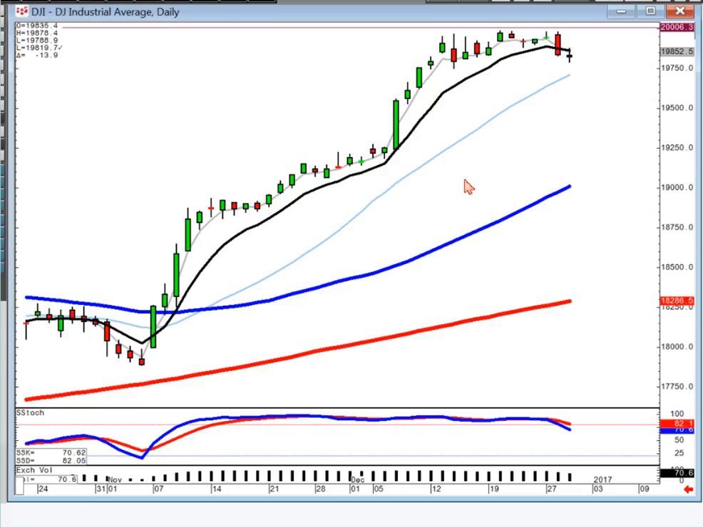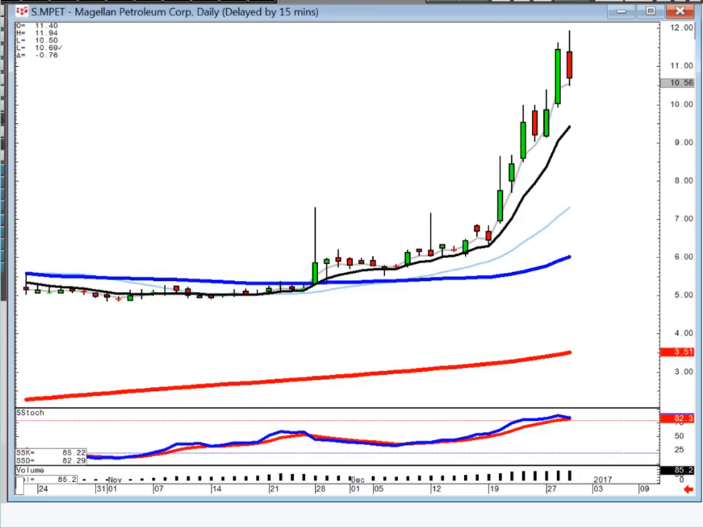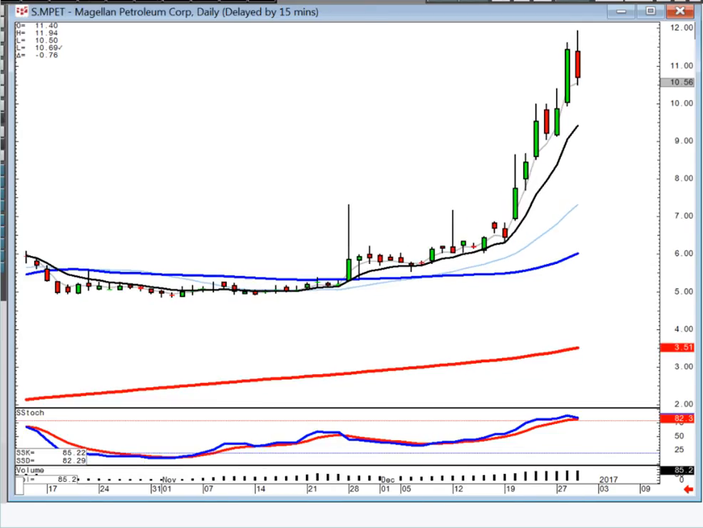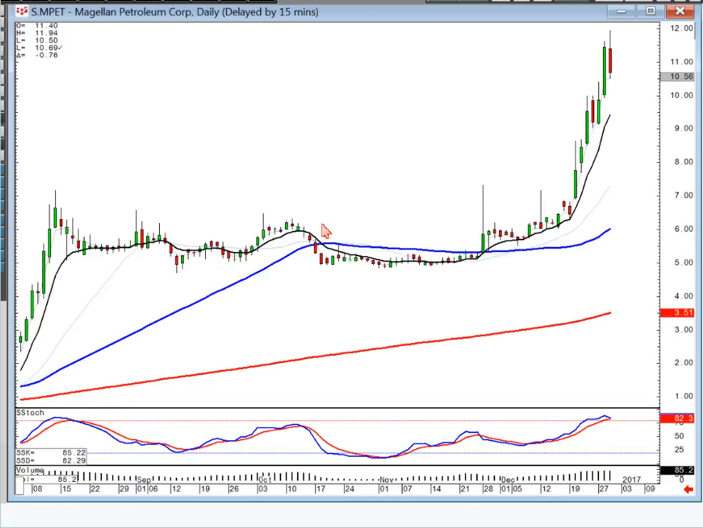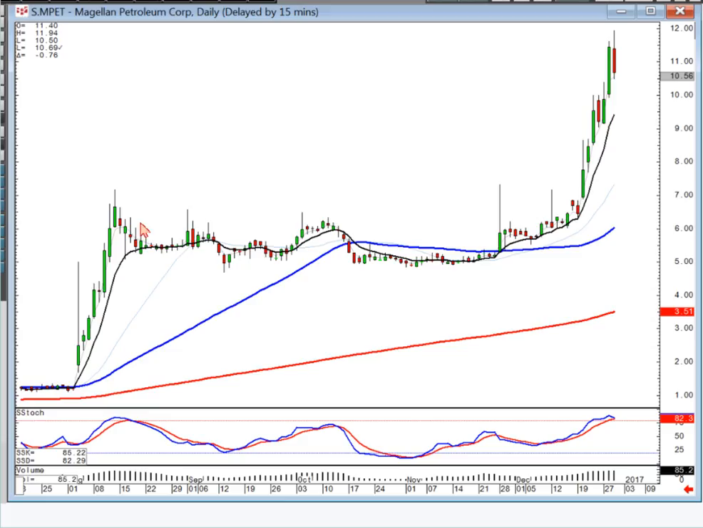All right, so what we're looking for are the patterns, and this is why we like to find the patterns, because they have two benefits to them. One, for example, we recommended MPET not too long ago, because you've got a big fry pan bottom, and you've got a smaller fry pan bottom.